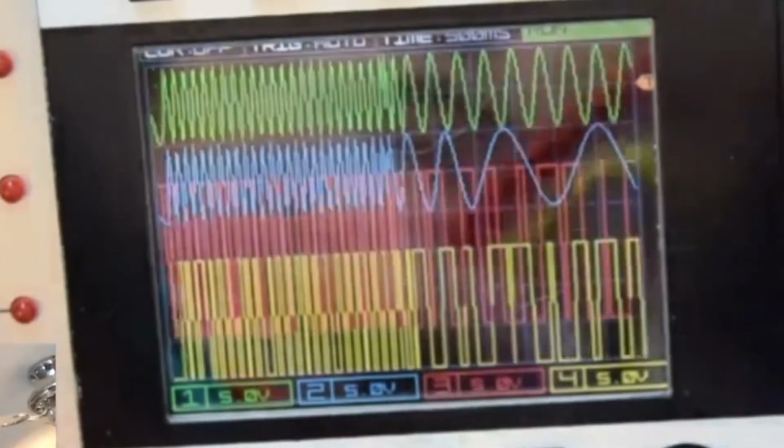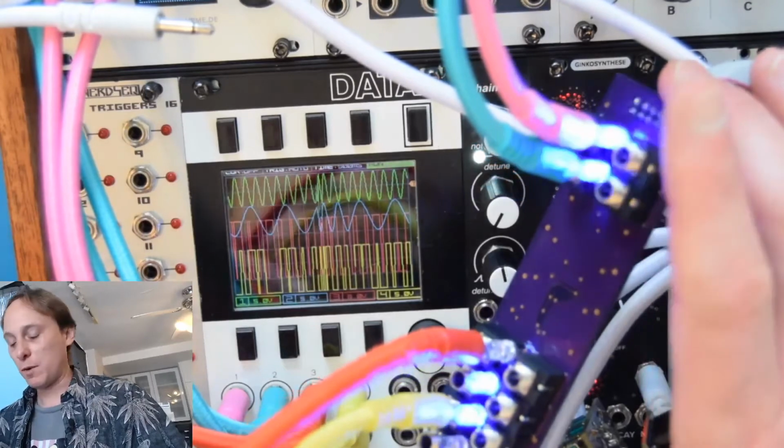Audio path. These blue LEDs are very bright. They will not be on the final module, I guarantee.